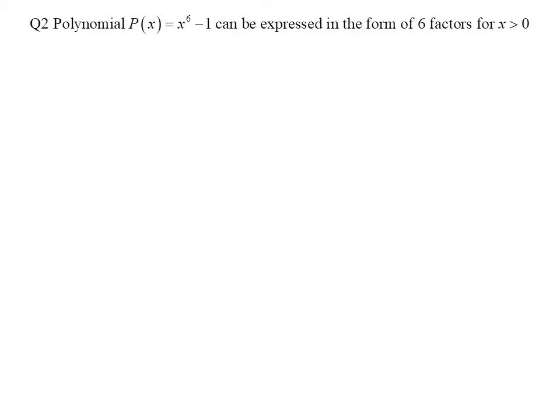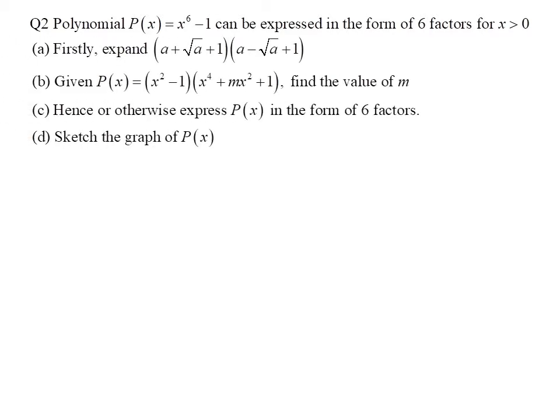Question 2 tells us the polynomial p(x) can be factorized in the form of 6 factors. Based on that, question A asks us to expand the given factorized form, while question B asks to find the value of m if p(x) can be factorized in the form of (x squared minus 1) times (x to the power of 4 plus m times x squared plus 1). Question C asks to factorize p(x) in the form of 6 factors, and the last question asks to sketch the graph of p(x).